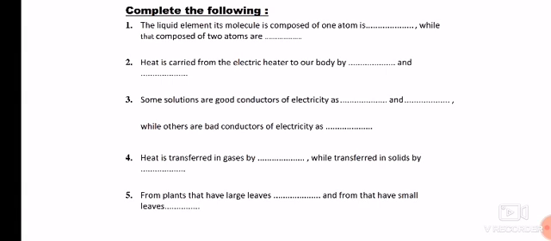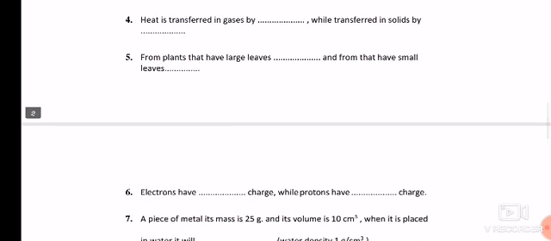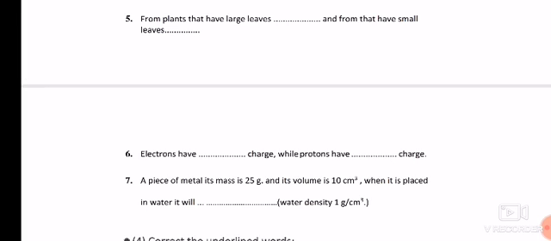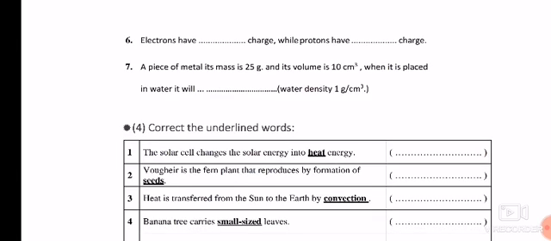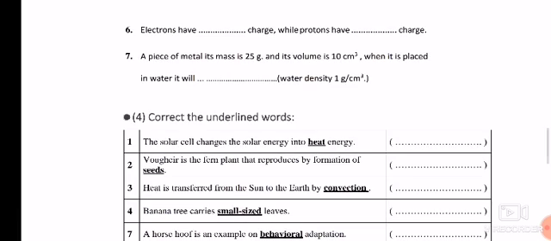Number 4. Heat is transferred in gases by convection, while it is transferred in solids by conduction. Number 5. From the plants that have large leaves like the banana, and from the plants that have small leaves like molokhia. Number 6. The charge of the electron is negative, while the protons have positive charge.